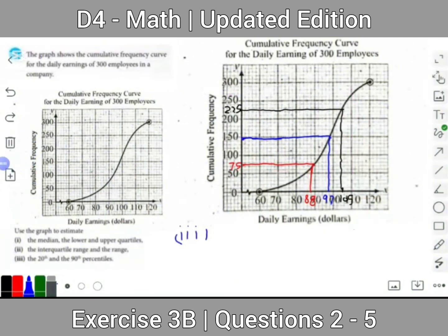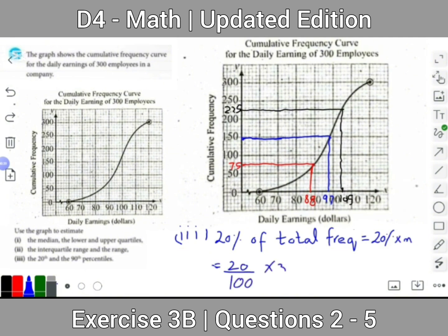In the part 3, use the graph to estimate the 20th and the 90th percentile. So first, 20% of the total frequency, and the total frequency is equal to n. So 20% multiplied by n is equal to 20 divided by 100 multiplied by 300, and these two zeros cancel, so we have 3 times 20, that is 60. So the 20% of the total frequency is equal to 60.